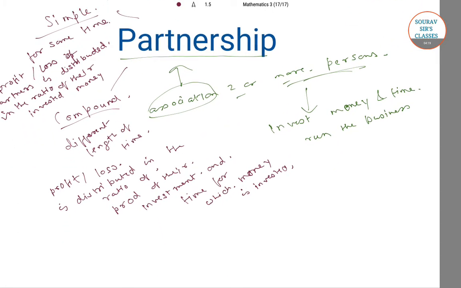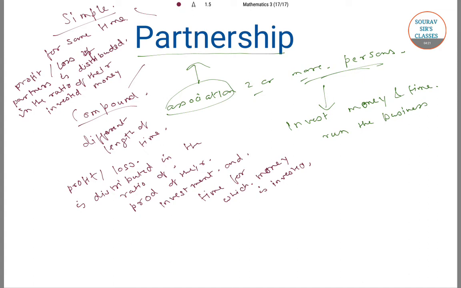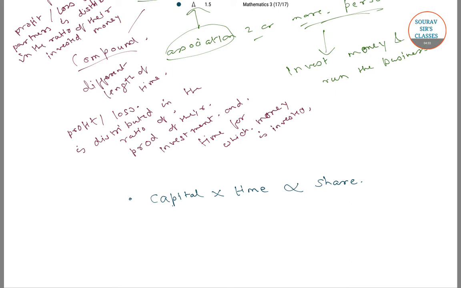So here the profit or loss is proportional to the product of their invested money and the time for which the money is invested. So we have the capital into time. The product of capital and time is directly proportional to their share. So this implies capital into time divided by their share is some constant.